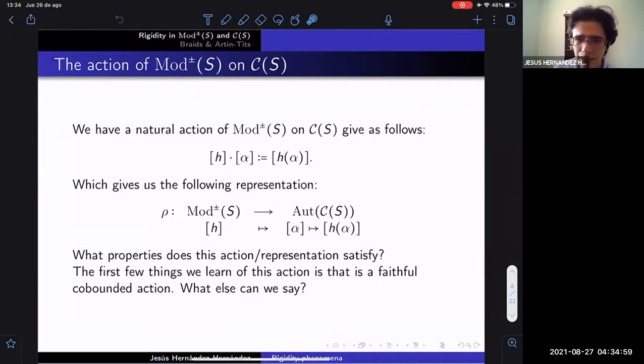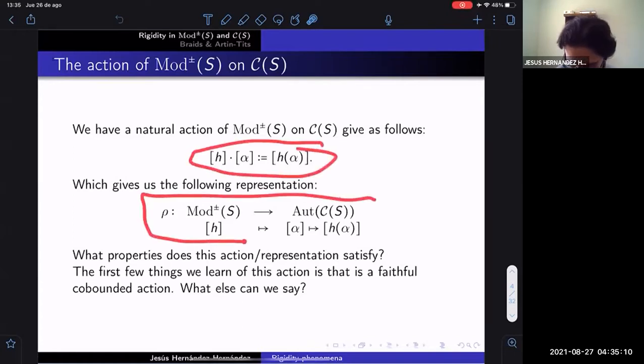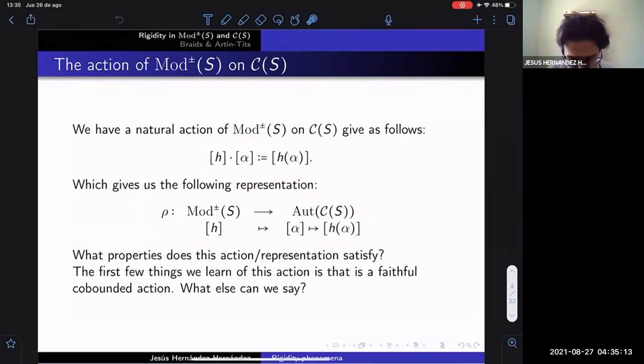We can see it's well defined, and it's one of the first things that we start studying when we start studying the mapping class group. So given this action, you can also have this representation, naturally. And the first thing that you can ask is, what does this action and this representation satisfy? It doesn't take long to see that this action in this context is going to be faithful, and it's going to be a co-bounded action. And it's going to be not only by graph automorphisms, but also by isometries.